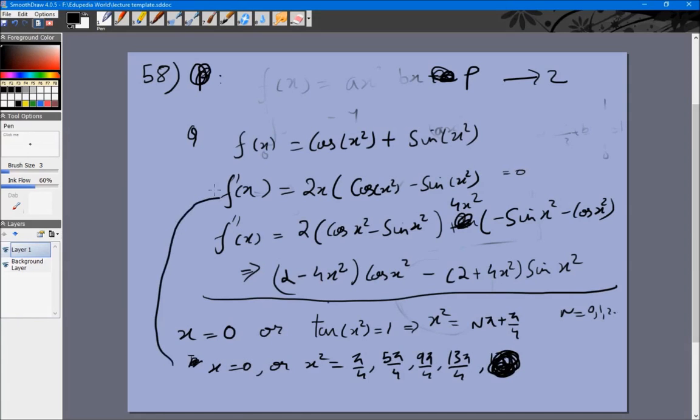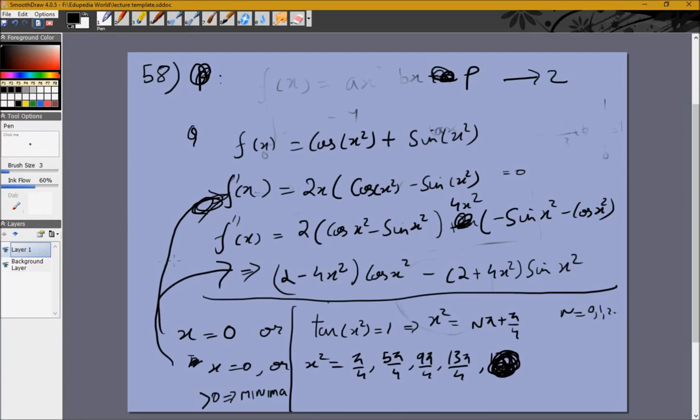Now we need the maxima, so we need to put this back inside. Put this inside this. And if x is 0, this is 2 cos x square minus 2 sin x square, which is 2. So if x is 0, f double dash x is greater than 0, means it's a minima. And that doesn't work for us. We need it to be a maxima. Let's put down the values of these numbers within f double dash x.